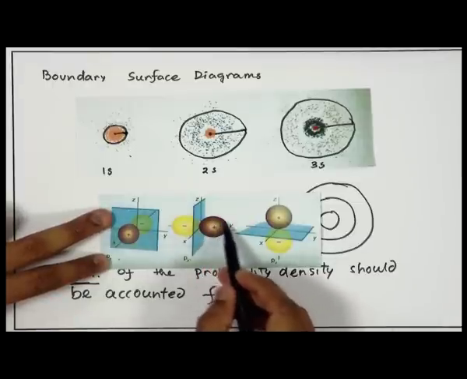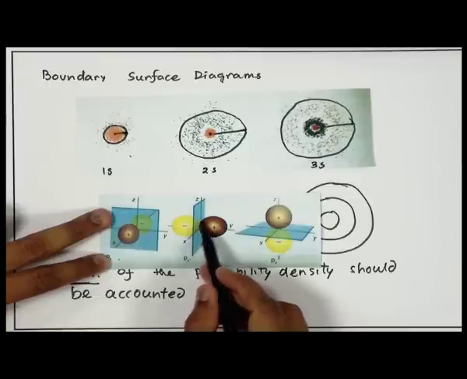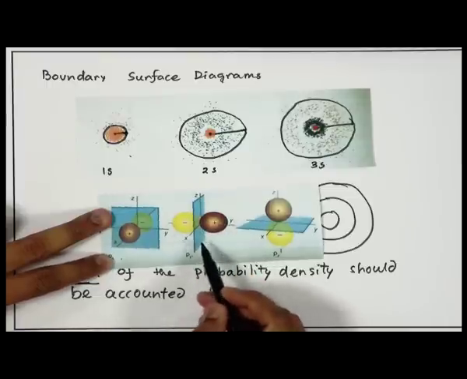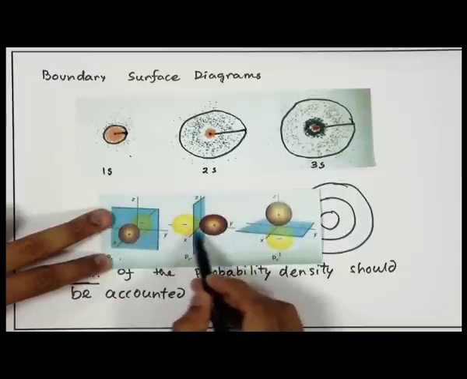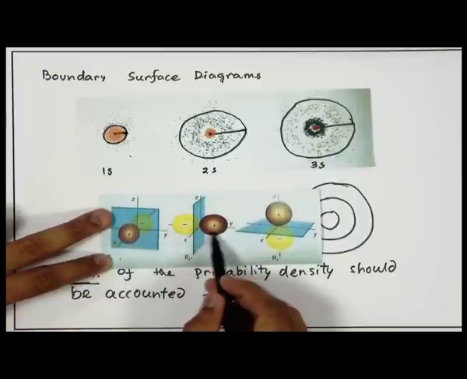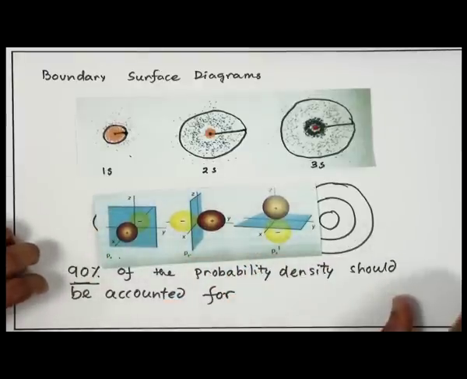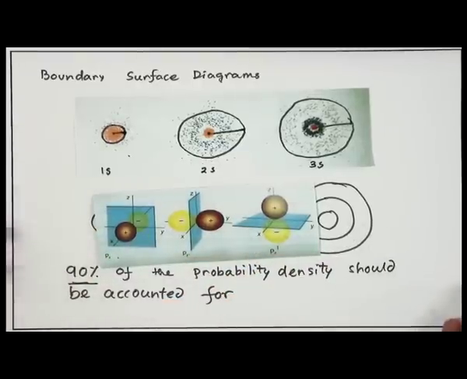The size of the lobe will be determined by the fact that within this region 90% of the probability density should be accounted for. This boundary surface diagram is a very useful tool to discuss the orbital shape.